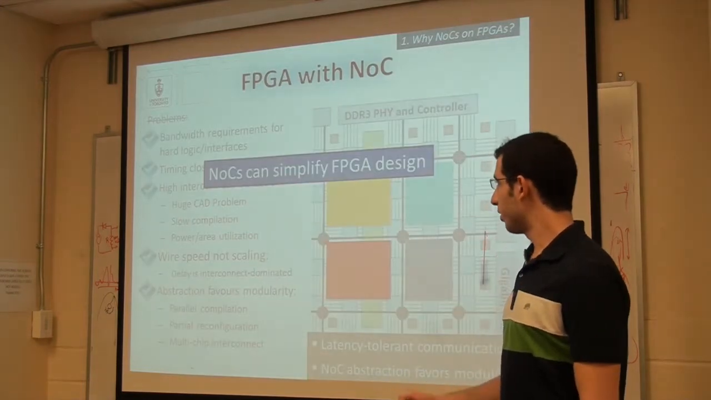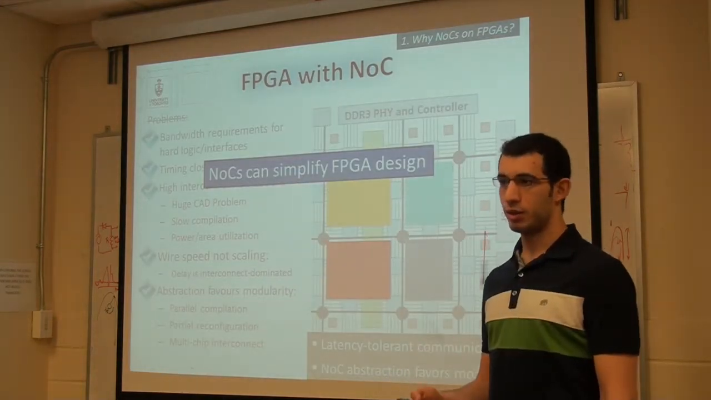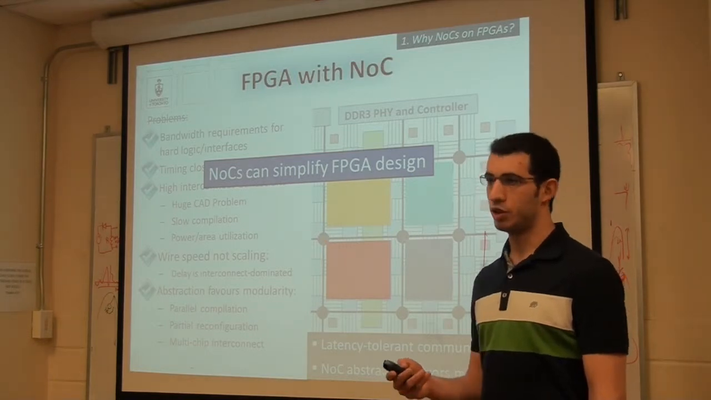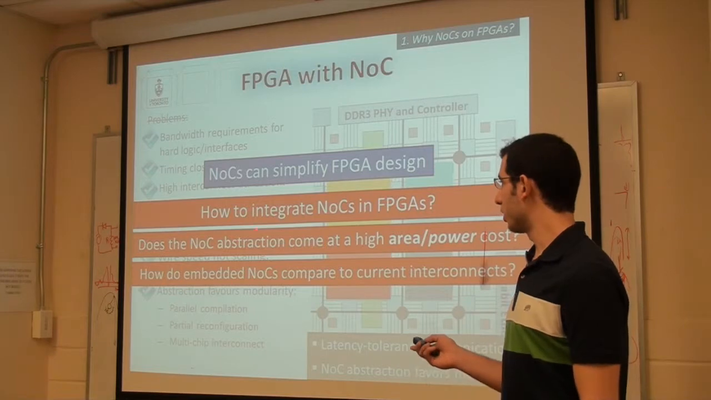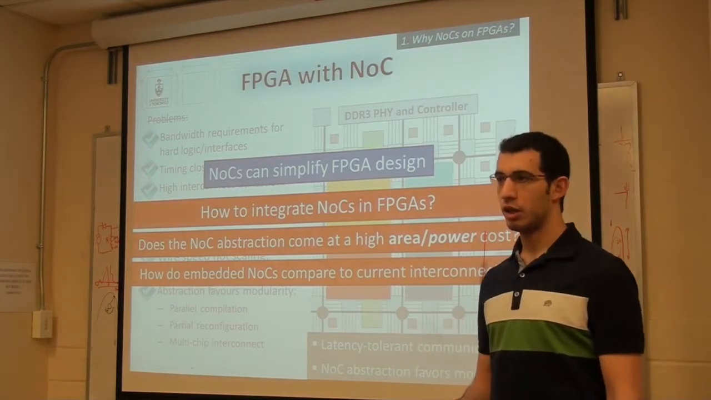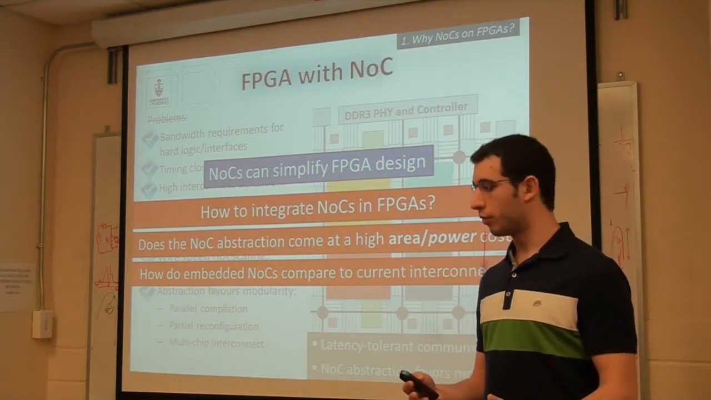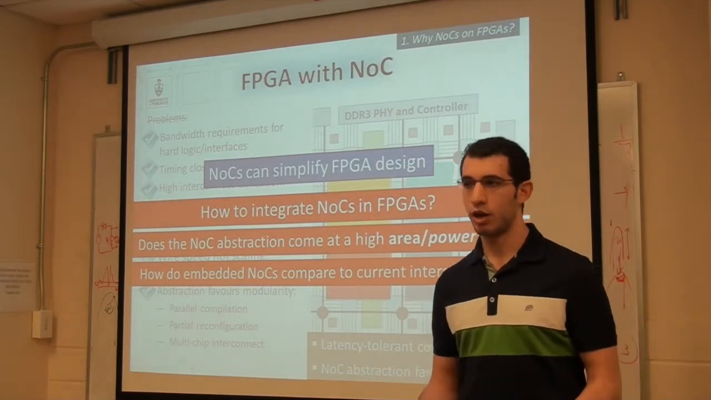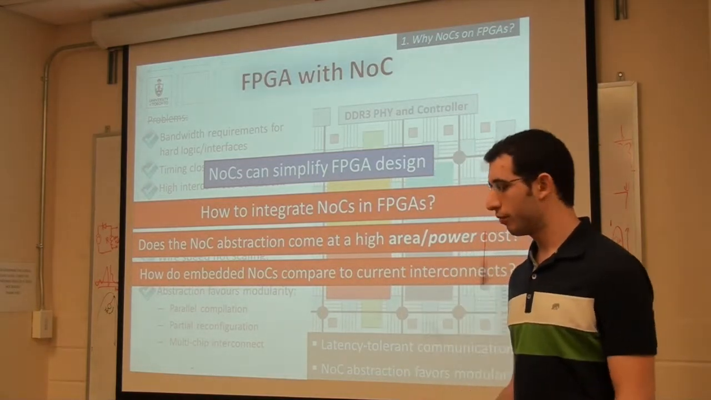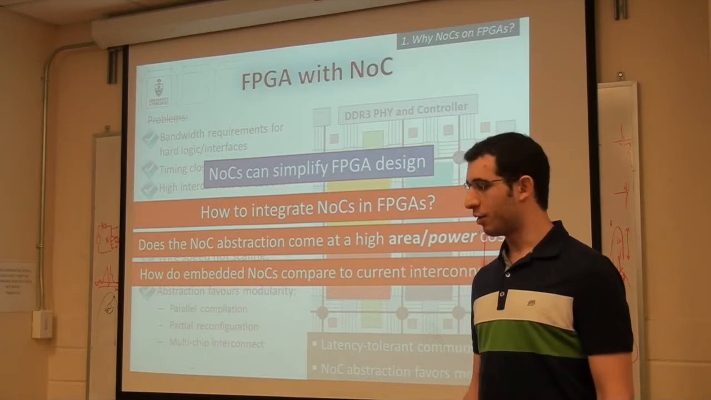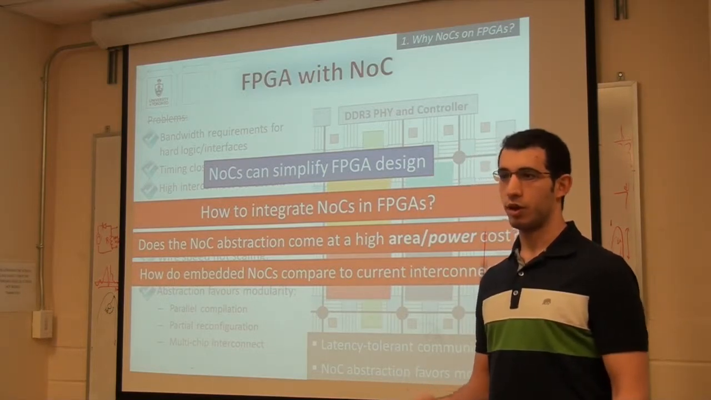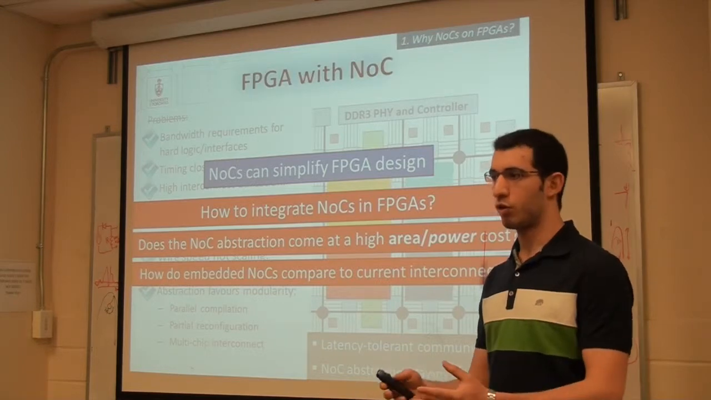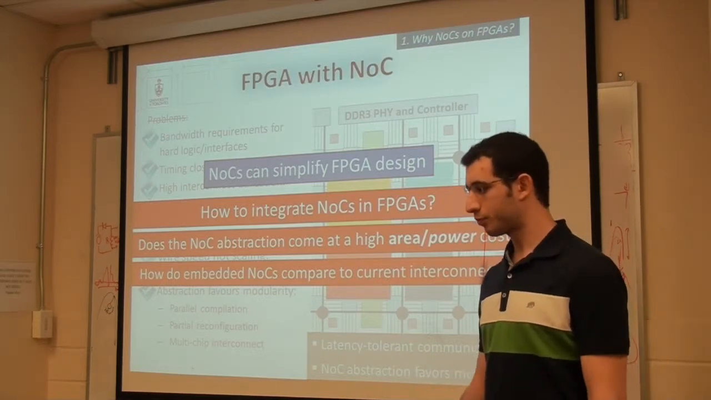Okay, so we think that NoCs, or embedded NoCs, can simplify FPGA design. In the rest of this talk, I'll show how we think we can integrate NoCs on an FPGA, and I'll show some results quantifying whether this abstraction comes at a high area and power cost or not. The answer is no. And how embedded NoCs compare to current interconnects configured out of the FPGA fabric. So how does it compare to what we currently do?